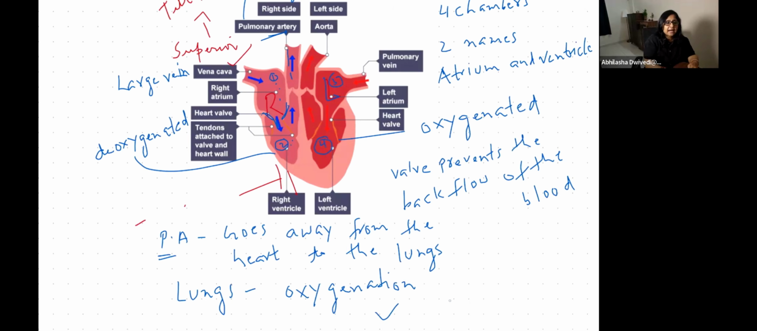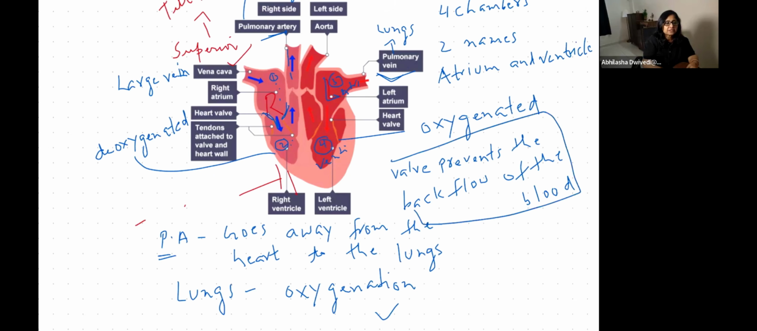Then it comes back how? Through the pulmonary vein. And why is it the pulmonary vein? Because pulmonary again means lungs, and because it is coming back to the heart, that's why it is called the pulmonary vein. It enters the atrium first. This part is again the atrium, goes to the ventricle, right? And again through the valve. Again, the function of a valve is the same, that is preventing the backflow of the blood.